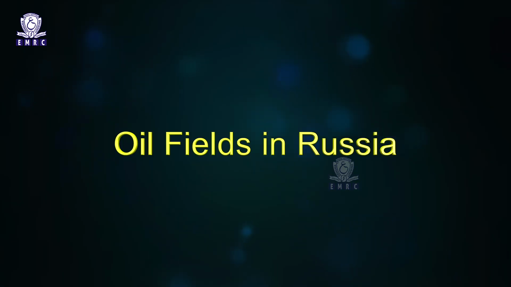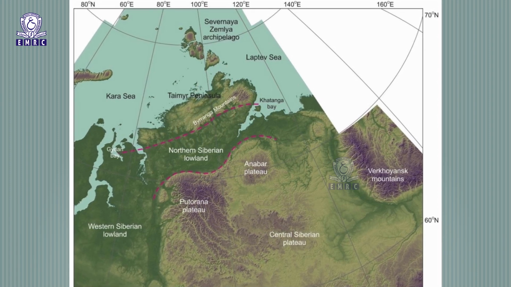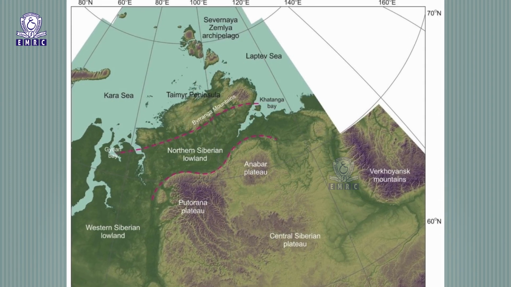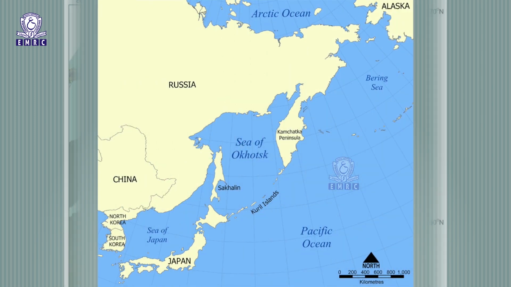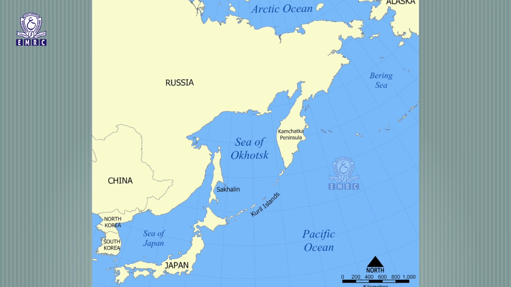Let me describe some oil fields in Russia. It has significant proven reserves of 5% of the world's total and is the world's leading petroleum producer. In Russia, there are two supergiant oil fields, Western Siberia and Yenisei-Khatanga. Another region is the Kamchatka Peninsula and Sakhalin Islands. These are said to have significant oil reserves.